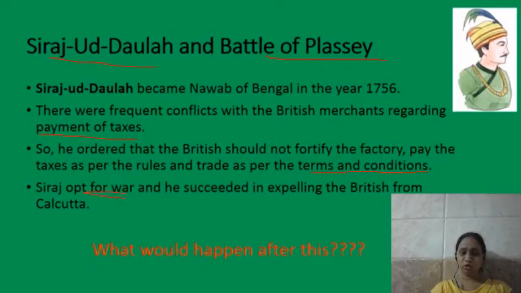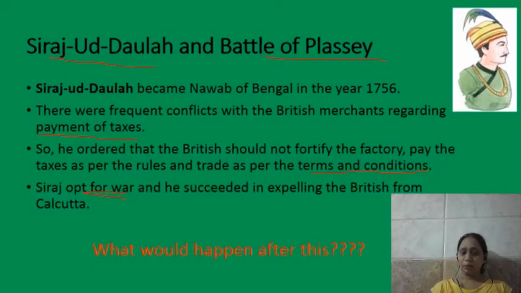क्योंकि सिराज-उद-दौला ने ब्रिटिश ईस्ट इंडिया कंपनी को बोला कि ये नहीं चलेगा that you don't pay the taxes, you have to pay the taxes and do the trading as per the terms and conditions which other local traders or the private traders are doing. And because of this the British East India Company challenged Siraj-Ud-Daulah, and Siraj-Ud-Daulah had no choice other than to opt for the war, and he succeeded in expelling the British from Calcutta.